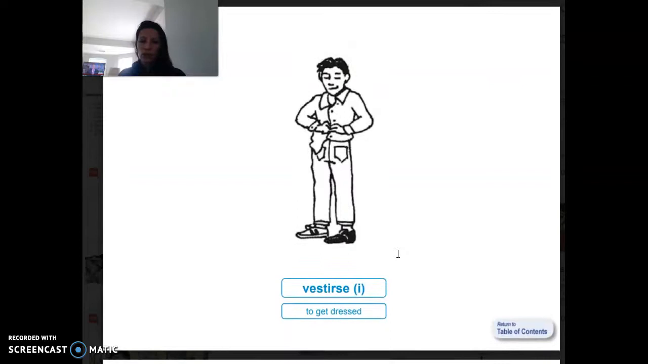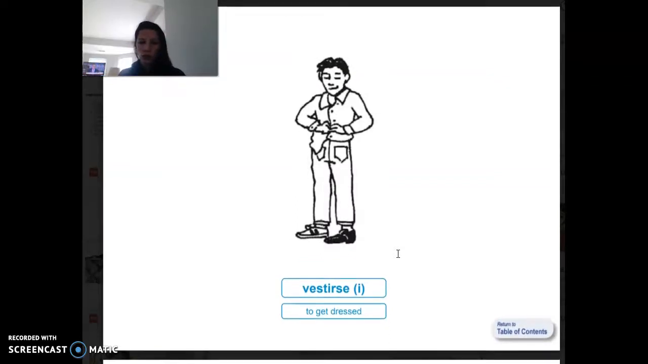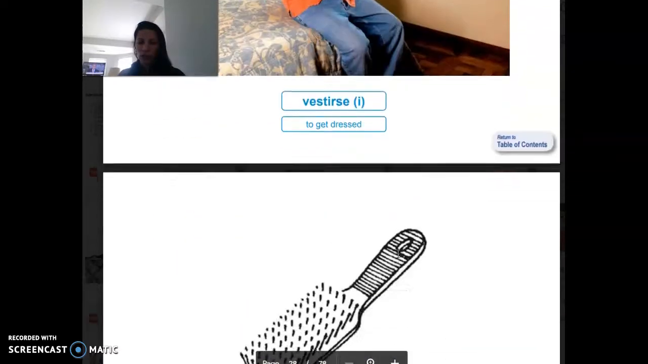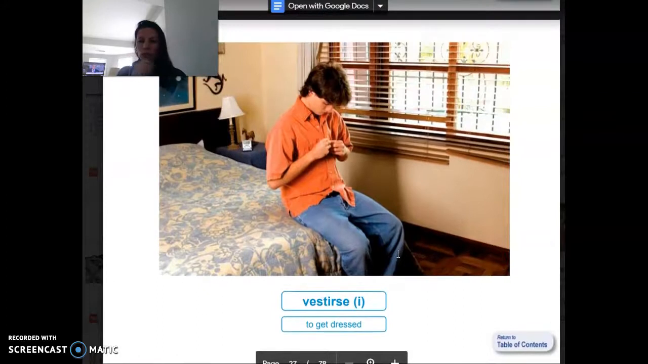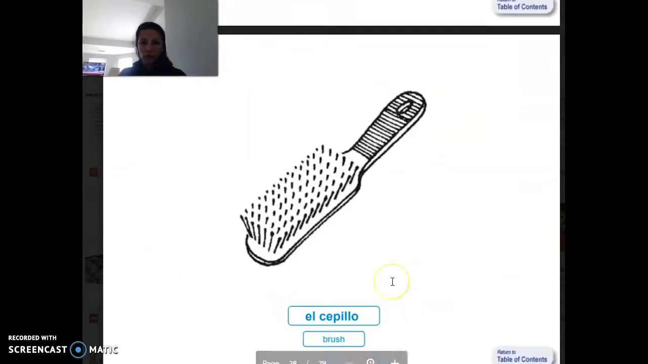Vestirse, which is similar to ponerse la ropa. Vestirse, to get dressed. The difference between vestirse and ponerse la ropa is that you can match ponerse with other words. See? Ponerse las gafas, to put on one's glasses. Right? And vestirse only talks about getting dressed.